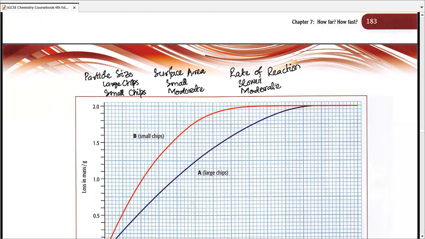Now, in order to speed it up, what we can do is go for a powdered system in which the particle size is definitely very small, but the surface area is large at that point, and the rate of reaction is faster at that point. So that's how it goes.